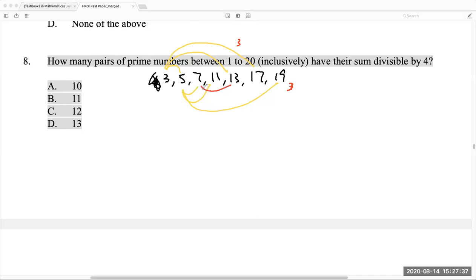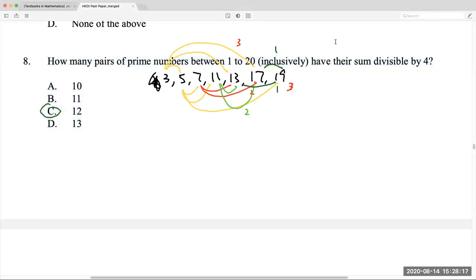7 and 13, 7 and 17, okay, 2. Then 11 and 13, 1, 2. 13 and 11 and 17. That's 28, yeah, so 2 here. 28 is a multiple of 4. 13, okay, 1 here. And then 17 and 19, 36, a multiple of 4. Okay, so add them up together. 6, 12. The answer should be 12. Okay, not difficult. Not really difficult, okay? Even you can do it when you are in primary school.